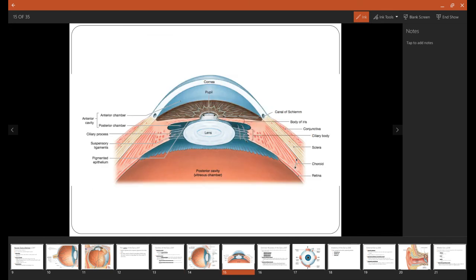On a different view, we can see those spaces a little bit clearer. So behind the lens, again, posterior cavity. Now we can see the posterior chamber a little bit better here, as it's just that space between the iris and the lens right there. And then we also see the anterior chamber is from the iris up until the cornea, just all this space right here.